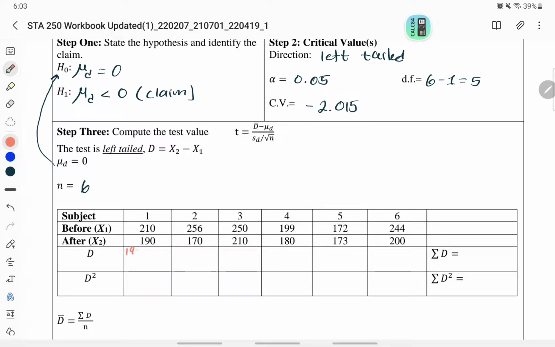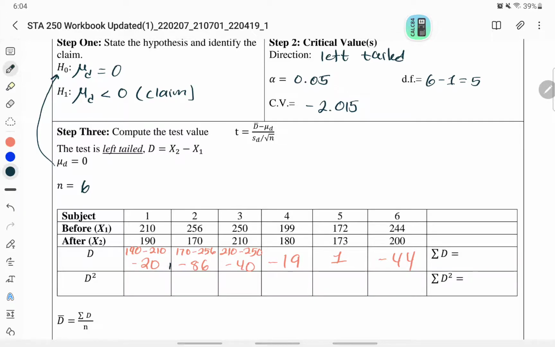190 minus 210, 170 minus 256, 210 minus 250, so on and so forth. 190 minus 210 is negative 20. 170 minus 256 is negative 86. 210 minus 250, that is negative 40. 180 minus 199 is negative 19. 173 minus 172 is positive 1. 200 minus 244, that is negative 44.